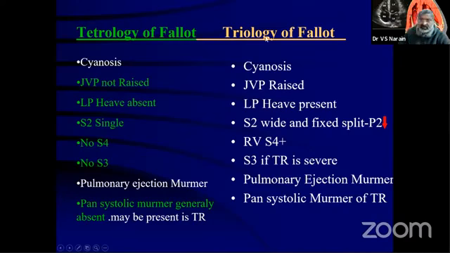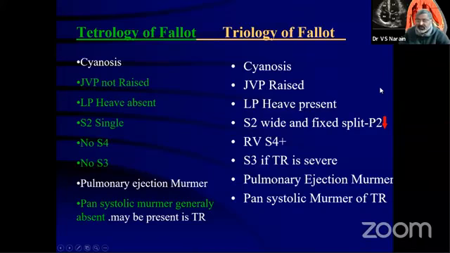Left parasternal heave is absent in trilogy because there is an equalization of pressures on both sides. It is present in tetralogy. S2 is single in tetralogy, it is wide and fixed in trilogy. P2 is reduced here also, reduced here. If the pulmonic stenosis is there, but the septum is intact and there is no reversal through ASD, then the P2 will remain normal. The P2 can become soft only when there is reduced flow across the pulmonary valve. And that occurs in only two situations, where you have decompression onto the left side, either through the atrial septum or through the ventricular septum.